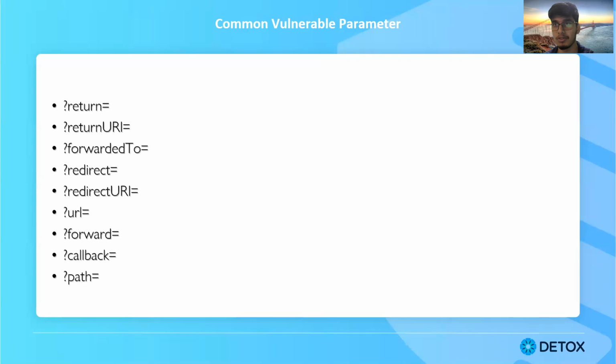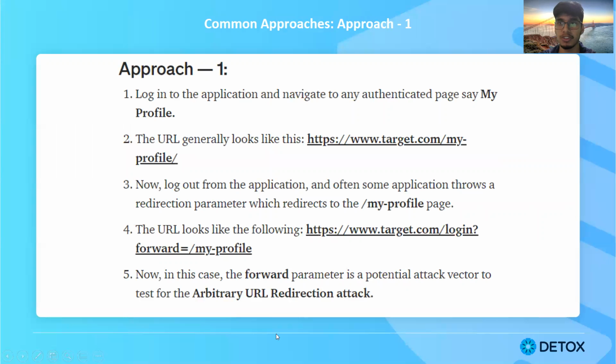Sometimes people miss this. They think, okay, we are just inputting something in the return parameter, but we are not getting redirected anywhere else. So always make sure that you check what is triggering that particular function. Often these are triggered when some authentication or some sort of state-changing action is performed, or some event handler is called. Now, let's see some of the approaches to look for open redirection vulnerabilities.